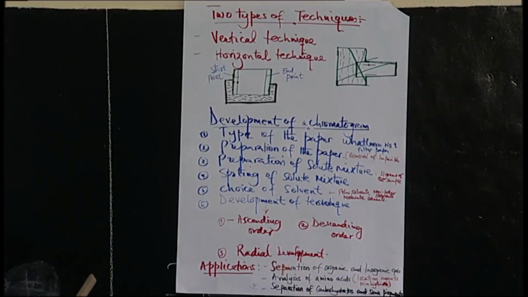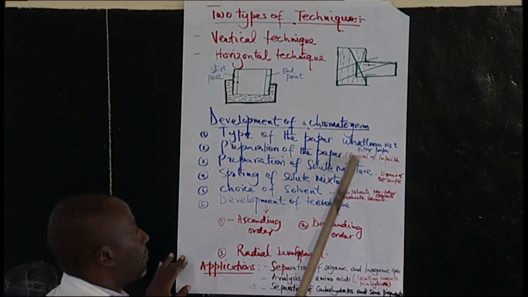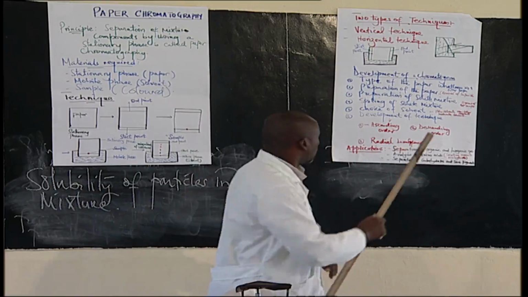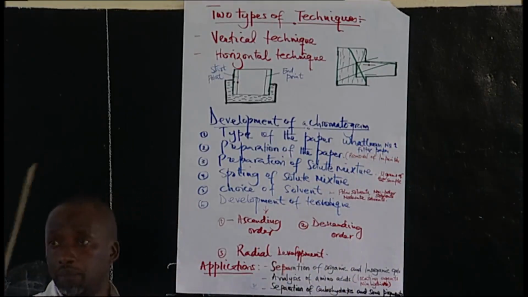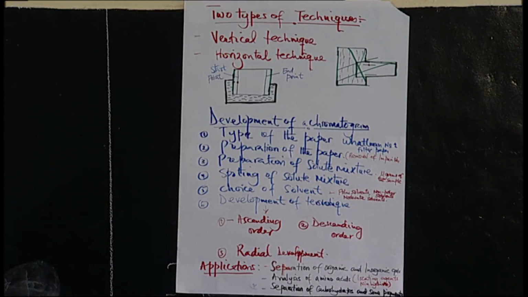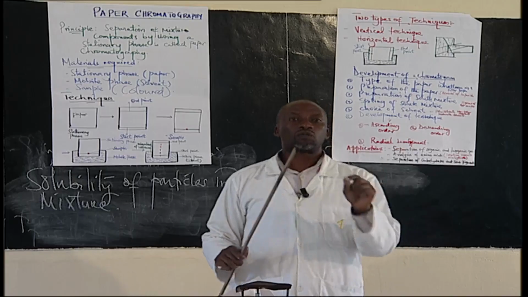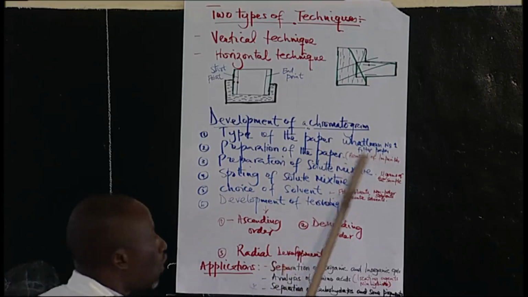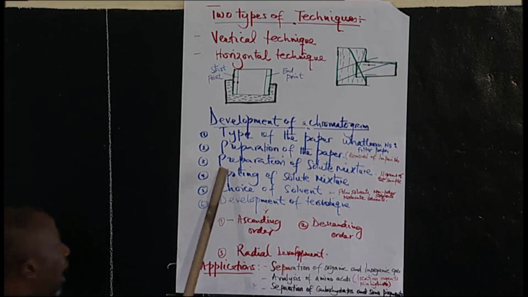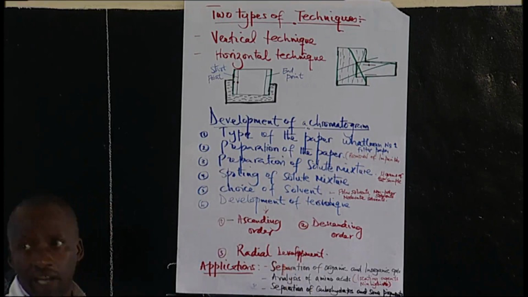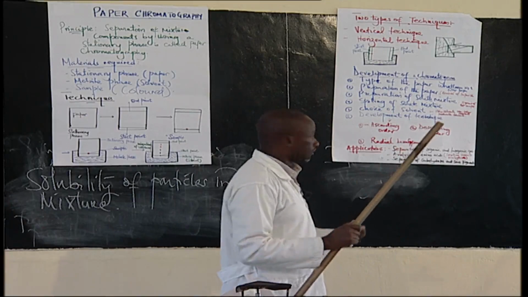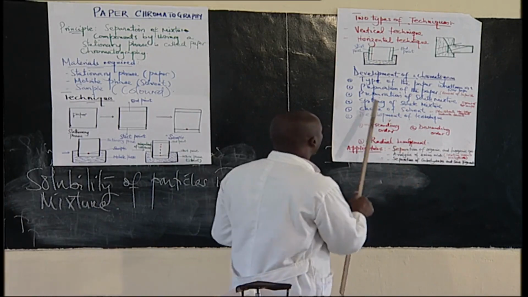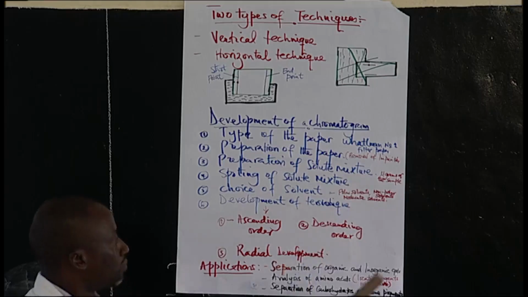So how is the chromatogram prepared? You need the type of the paper. Remember I said it is not any type of the paper. We have Whatman #1 filter paper. If you happen to go into the lab, you'll find they have different types of filter papers, but we prefer the Whatman #1 filter paper. And then we have the preparation of the paper. The paper has to be very clean so that no other impurities are in there that will interfere with your results.